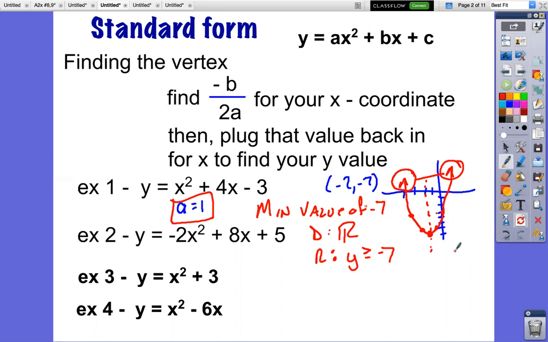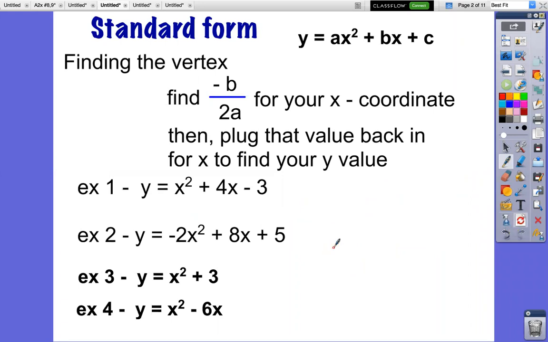All right? Now, let's do number 2. In number 2, take about 30 seconds and find your vertex. And then tell me everything that you know about it.